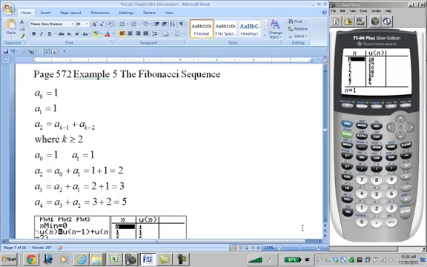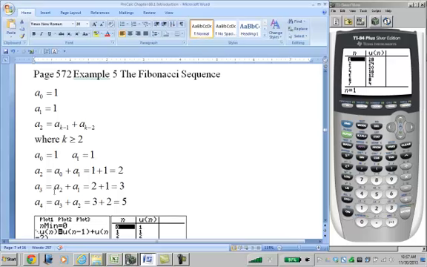So they give us the first 2 numbers. A sub 0 is 1, A sub 1 is 1. And then A sub k equals the previous 2 numbers, where k is greater than or equal to 2. So A sub 0, now notice we're beginning at 0. That's just how they like to do it. So A sub 0 is 1, A sub 1 is 1. A sub 2 is 1 plus 1, which is 2. A sub 3 is 2 plus 1 equals 3.